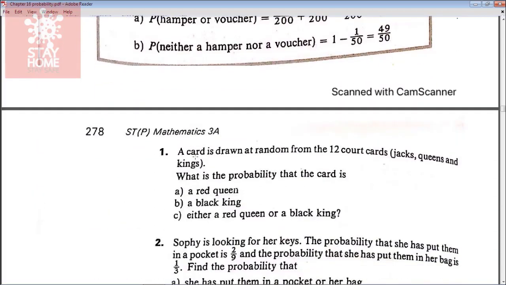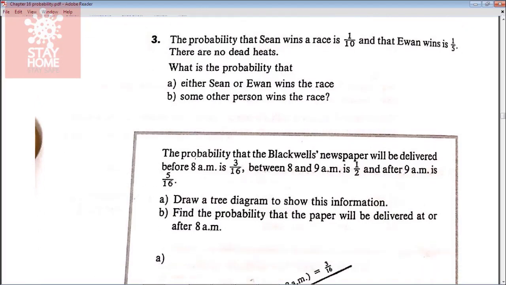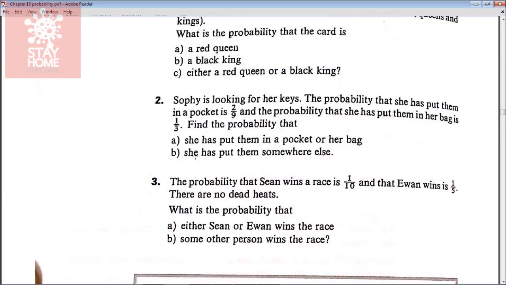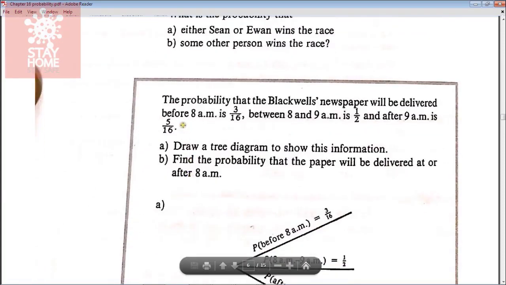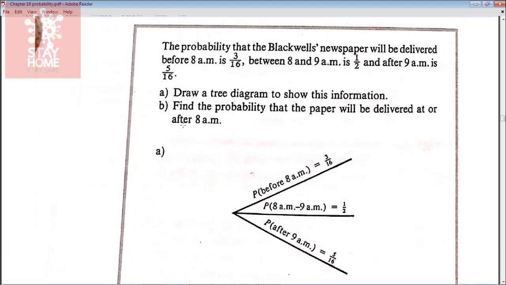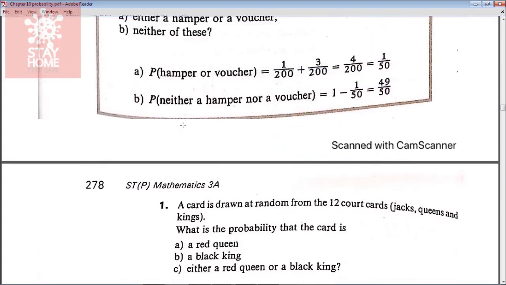Okay, now this exercise is for you. Next, inshallah, we will try to solve these 3 questions only today, and next time we will start from here, from the next example. So your homework is only 3 questions from this exercise 16b.